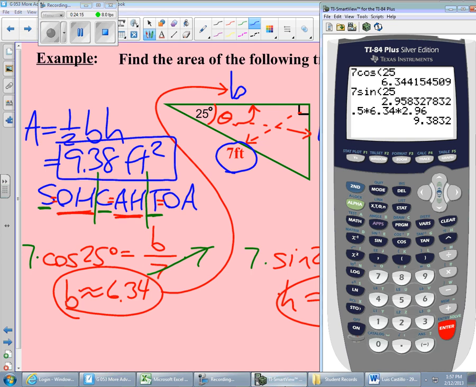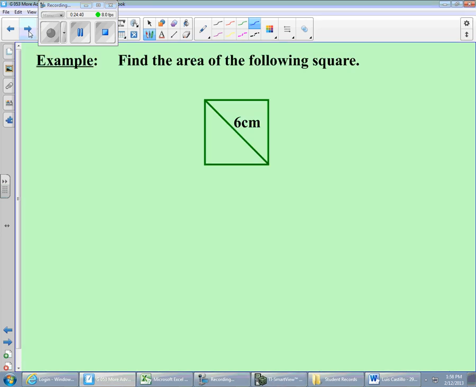In fact, if you had used all of these decimal points, 6.344154509 and 2.958327832, rather than rounding it off to 6.34 and 2.96, you'd have a different answer right here. It wouldn't be off by a whole lot, but it is off. So don't round too much too fast. Always keep your eyes open for the possibility of SOHCAHTOA. You never know where some of these things are going to show up.